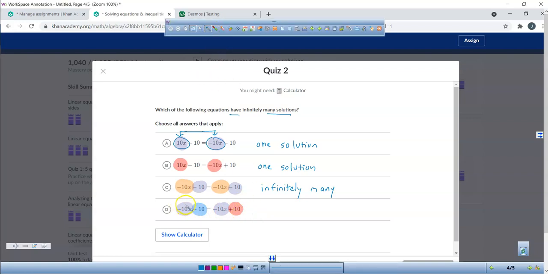So if the variables are the same, and these will eventually cancel out, is negative 10 equal to a positive 10? No. So that means this is no solution. So what is the only answer that has infinitely many? C. C is the only answer choice that has infinitely many.